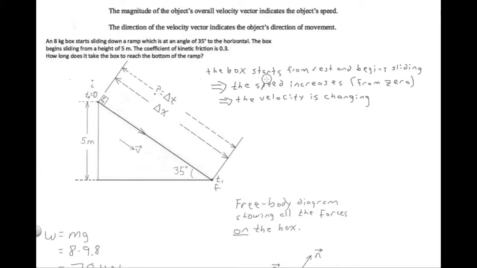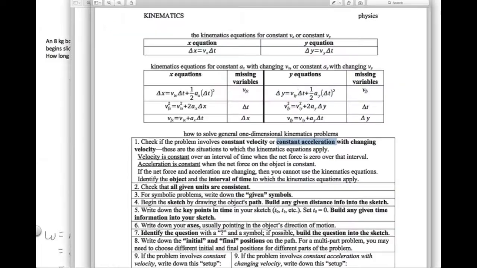From the wording of the problem, we know that the box starts from rest and then begins sliding. But that means that the speed increases. The speed increases from 0. Originally, the speed was 0 when the box was at rest, and then the speed increased as the box began sliding. But the speed, remember, is the magnitude of the velocity vector. So if the speed increases, that means that the magnitude of the velocity is increasing. And if the magnitude of the velocity increases, that tells us that the velocity is changing. So we know this is a problem with changing velocity, not constant velocity.